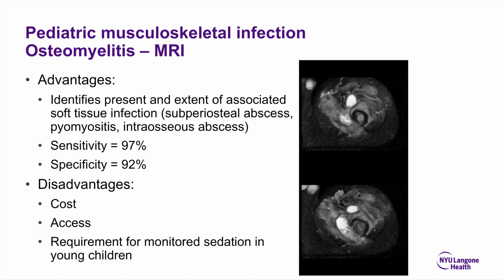Again, MRI with and without contrast is very useful for evaluating osteomyelitis. It helps additionally identify any other MSK infections when present, and the extent of them, and this could include a subperiosteal abscess, pyomyositis, or an intraosseous abscess. MRI is very sensitive and very specific. Its disadvantages really are its cost, access, and then the requirement for monitored sedation in young kids.